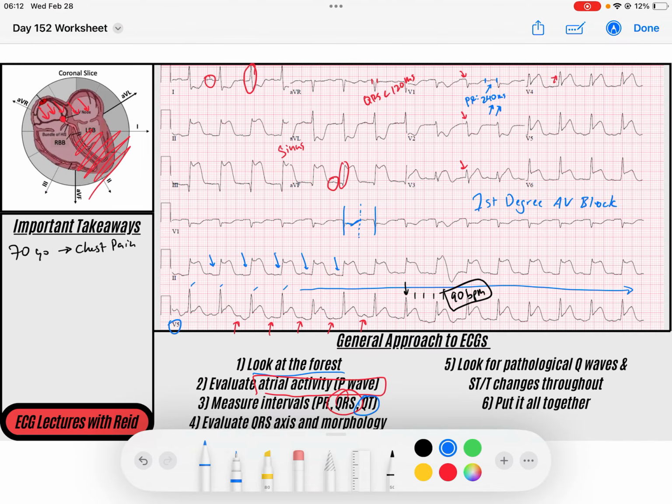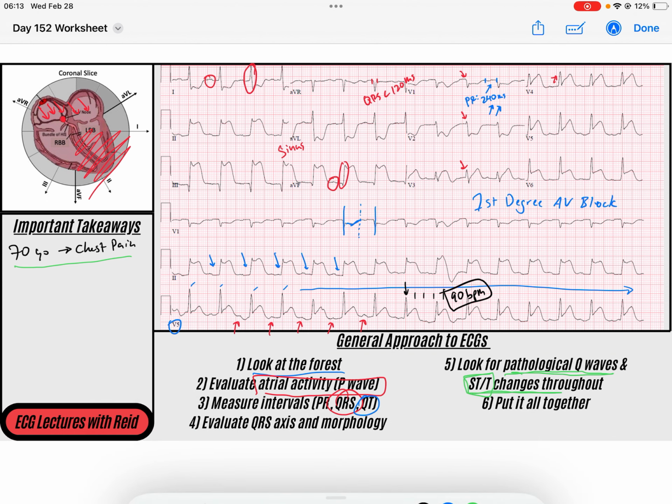And so now we look for our ischemic changes, right? Because our patient has chest pain, so we don't want to send them home if there's something scary on the strip. And so, we look for pathological Q waves, which tell me has there been a previous or an old myocardial infarction. And we also look for active ST segment elevation or depression, or any T wave abnormalities that might suggest active ischemia or infarction.